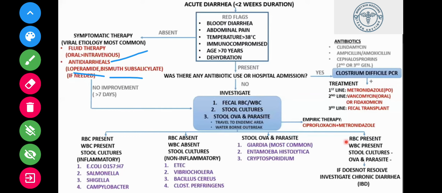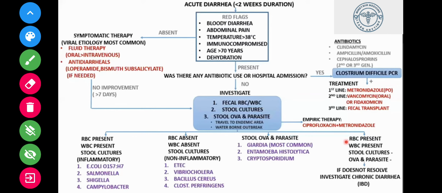So this applies if the patient is not having these conditions: no bloody diarrhea, no abdominal pain, no fever more than 38 degrees Celsius, the patient is not immunocompromised, the age is not more than 70 years, and the patient is not dehydrated. In these cases you can start symptomatic therapy. Okay, what if these red flags or characteristics are present?